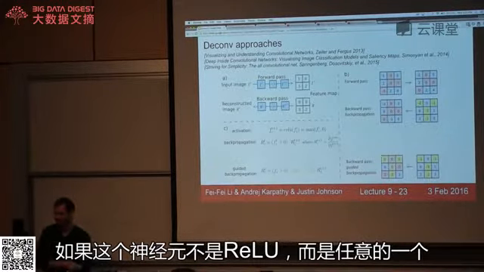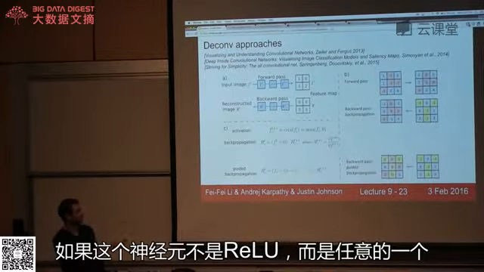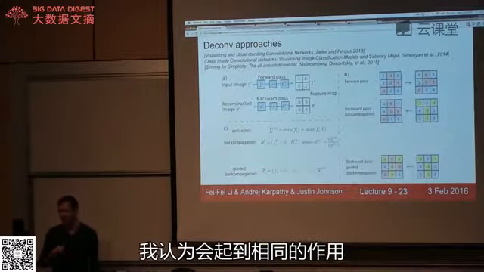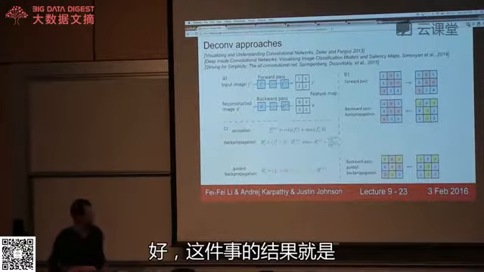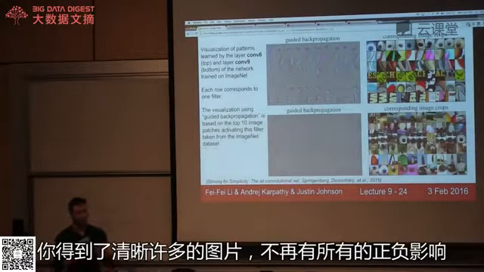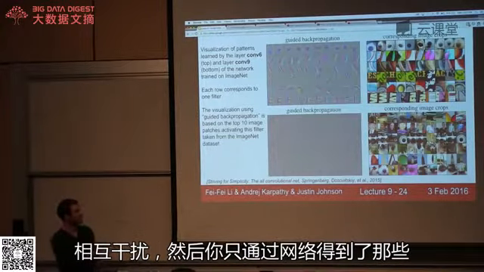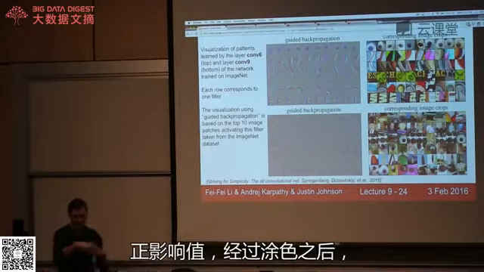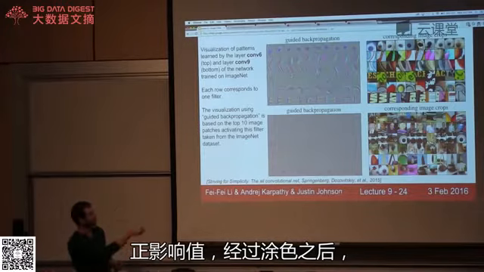So could you use a different activation function? Like instead of just taking positive, taking only very large positive or reasonably large positive values? I see. If this was not just a ReLU but, say, an arbitrary neuron, I think yeah, we'd have the same kind of effect. If it was tanh or something like that, you'd do the same thing. And so what ends up happening is you get a much cleaner result. You don't have all these positive and negative paths fighting each other, and you only end up with these positive influences through the network that get painted.